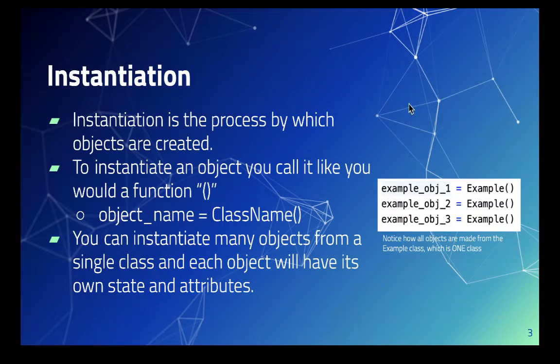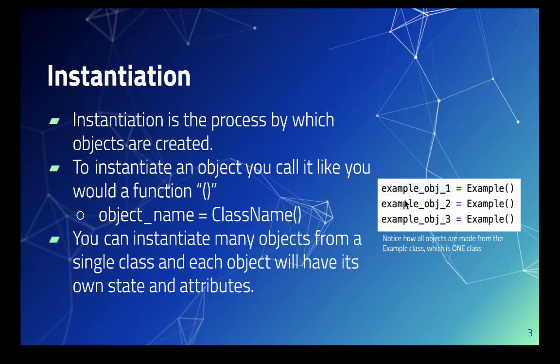Okay, then we talked about instantiation, which, like I had said, is just a fancy way of saying to create a new object. So you can instantiate an object by calling its constructor. You can construct an object using the constructor. And typically, this is how you do it.